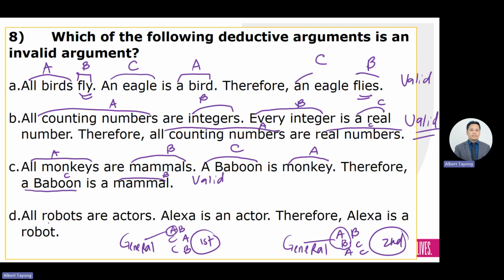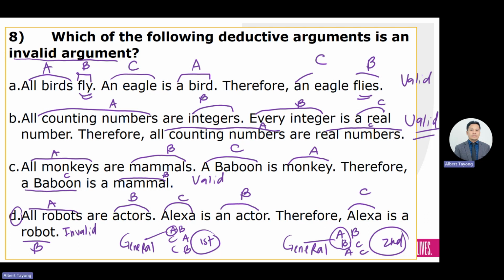So the answer here will be D, because we're looking for an invalid argument. The rest are all valid. So the last one will be invalid. All robots, this will be our A. Actors, B. Alexa is C. Actor is B. So it does not follow A, B, C, A, C, B. It should be C, A. So Alexa, C. Robot here is B. So this is invalid.